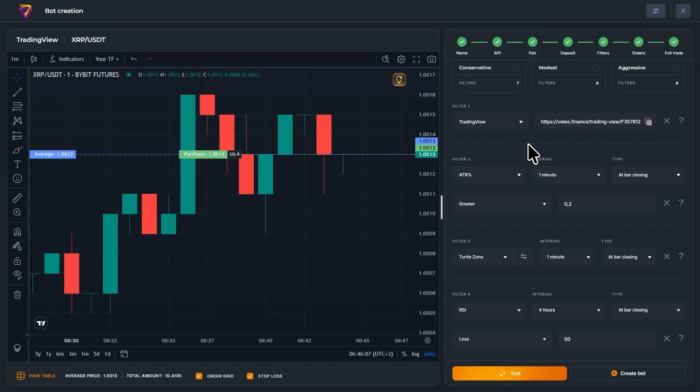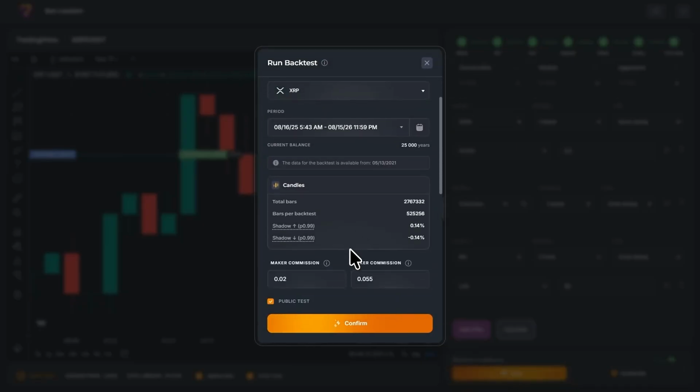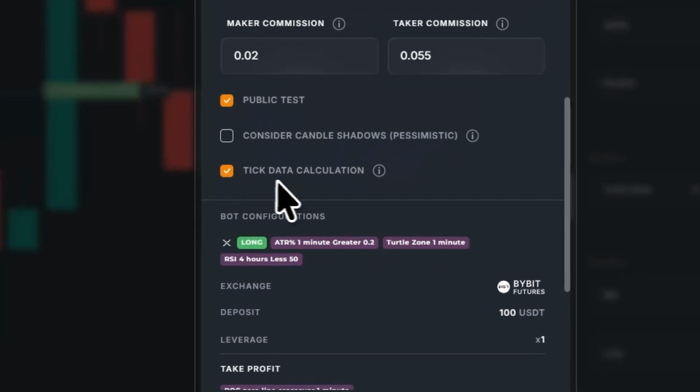However, if you want to take your testing accuracy to the absolute maximum, we've recently rolled out a major upgrade. Users on the Pro and Quant plans now have access to tick data calculation. While standard backtesting is already a highly effective tool, the new tick data engine calculates your strategy using every single micro movement of price that occurred on the exchange.